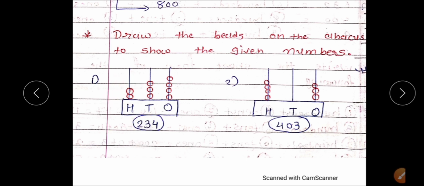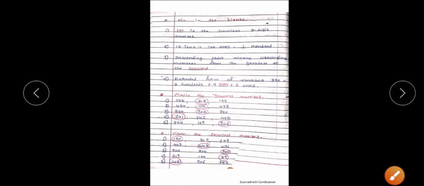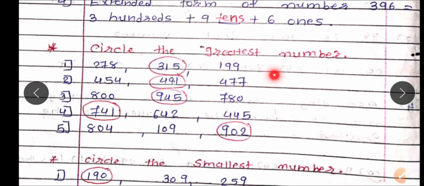Now for 403. 3 is in ones place, so you have to draw 3 beads. 0 is in tens place, don't draw any beads. 4 is in hundreds place, so you have to draw 4 beads on hundreds place. 1, 2, 3, 4. Now take the correct option. MCQs you have to write and fill in the blanks. Also you have to write in your notebook.